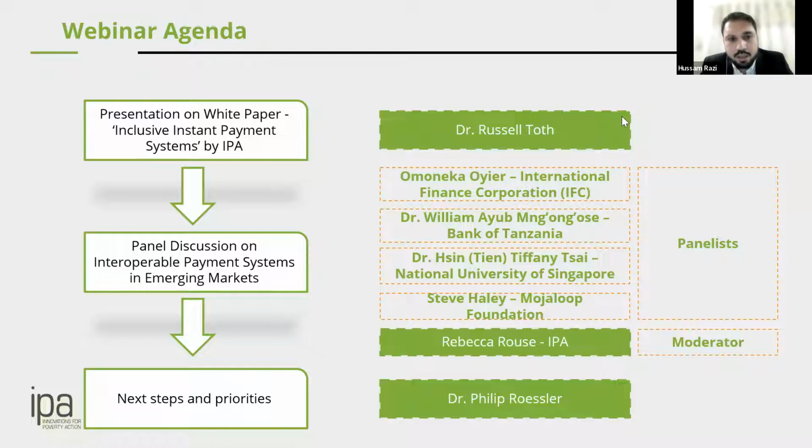Then we'll jump into the panel discussion on interoperable payment systems in emerging markets. And for this panel discussion, we have, like I said, some great panelists. We have Monica Oyer from the International Finance Corporation, IFC, Dr. William Ayub Mongose at the Bank of Tanzania, Dr. Shintin Tiffany Sai at the National University of Singapore, and Steve Haley with the Moja Loop Foundation. Rebecca Rouse at IPA will be the moderator for this session, and she'll introduce the panelists in more detail once the panel discussion starts. And at the end, Dr.